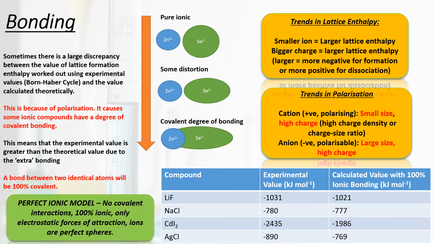and we have our experimental value that we've calculated from our Born-Haber cycle, and the 100% ionic bonding, this theoretical model. So the theoretical calculations don't include the fact that there's some covalent bonding. They're assuming something that we call the perfect ionic model. I've shown this at the bottom left here. What we're assuming in the perfect ionic model is that there's no covalent interactions. It is 100% ionic. For this to happen, there can only be electrostatic forces of attraction. Our electron density can't be distorted, and our ions are these perfect hard spheres that can't be distorted. And so the experimental value is what we actually calculate from the Born-Haber cycles, and typically there's a discrepancy.